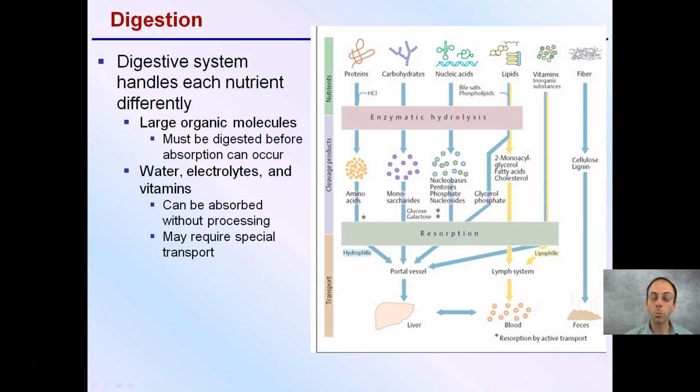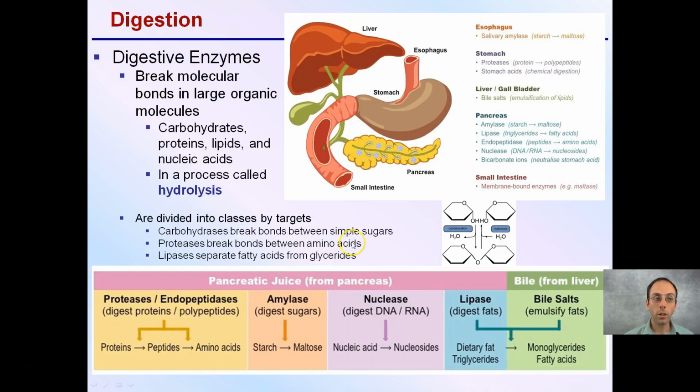Large molecules are digested before absorption occurs, so we need to break them apart before we can absorb them in the body. Some can be absorbed without processing, but many require special transport for this to occur. In digestion, the breaking of molecular bonds in large organic molecules, carbohydrates, proteins, lipids, and nucleic acids, our main macromolecules, is a process called hydrolysis.